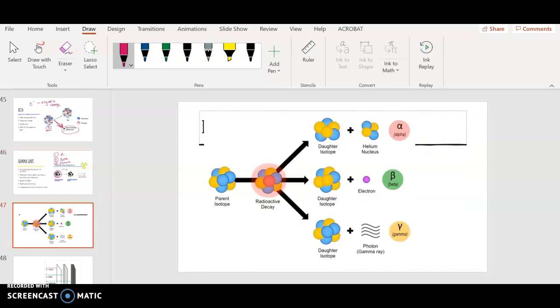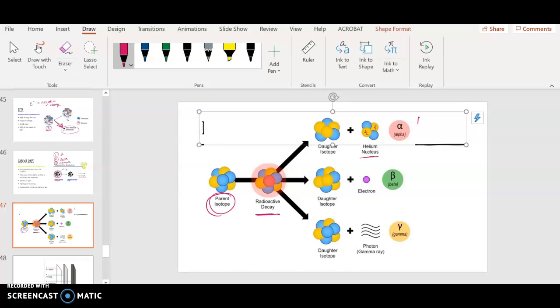So this is a summary. You've got this isotope. It's very unstable and starting to decay. It will release an alpha particle first, which is similar to the helium nucleus. Remember, it's got the positive protons and the neutrons. Then the beta particle, which is an electron, and the gamma radiation, which is not a particle, it's just a ray.